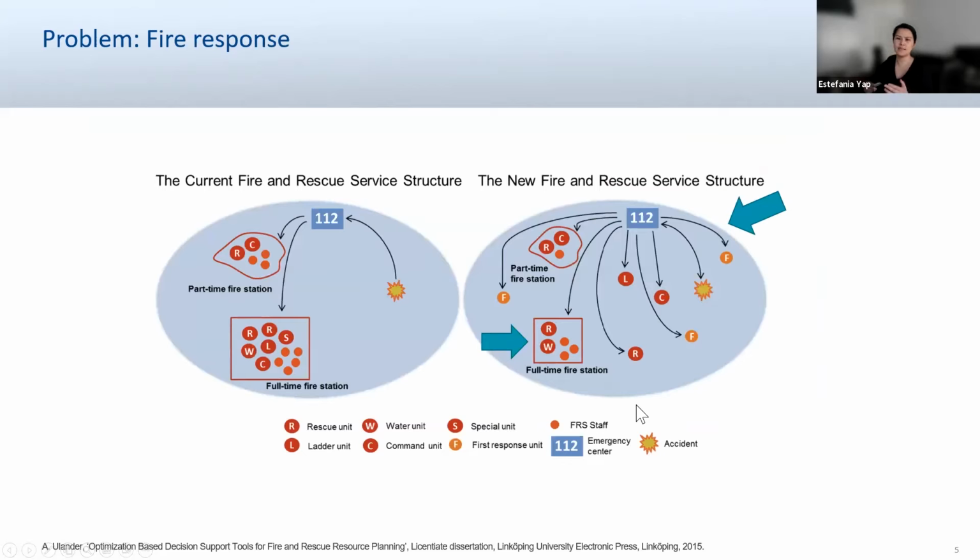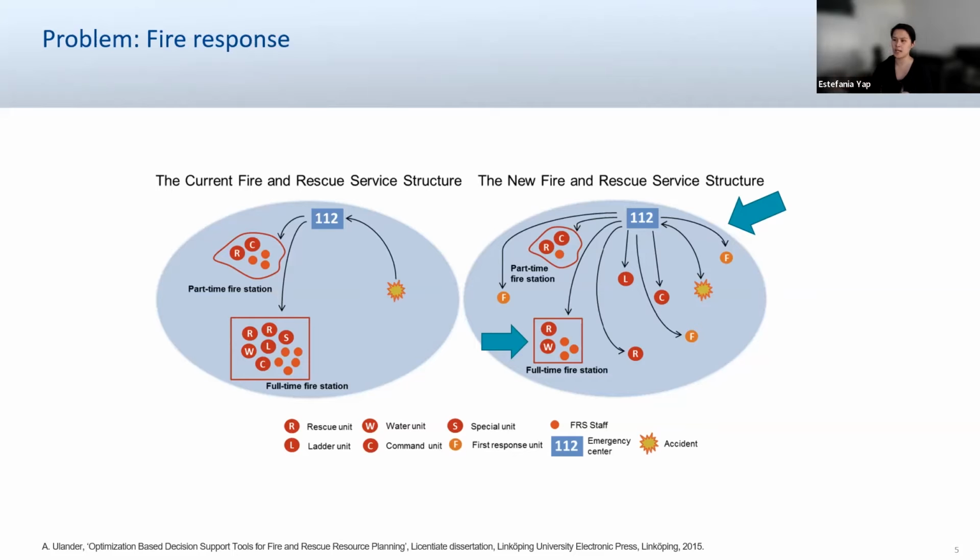Again, this is a class of optimization problems that have similarities in how they behave. Another example of that is fire response. In this case, consider that on the left-hand side there's an original fire rescue service structure. It's how the service station is set out, and everyone moves in a single team.